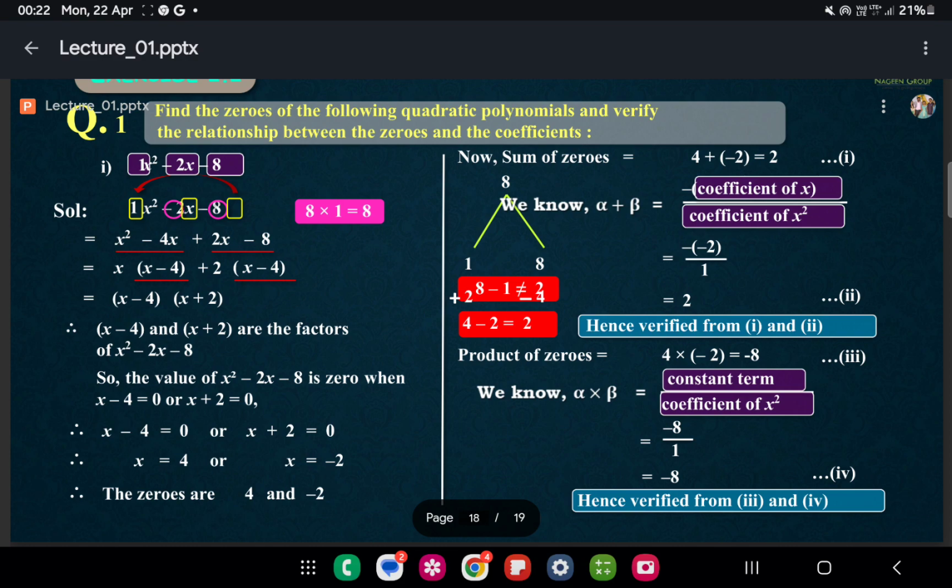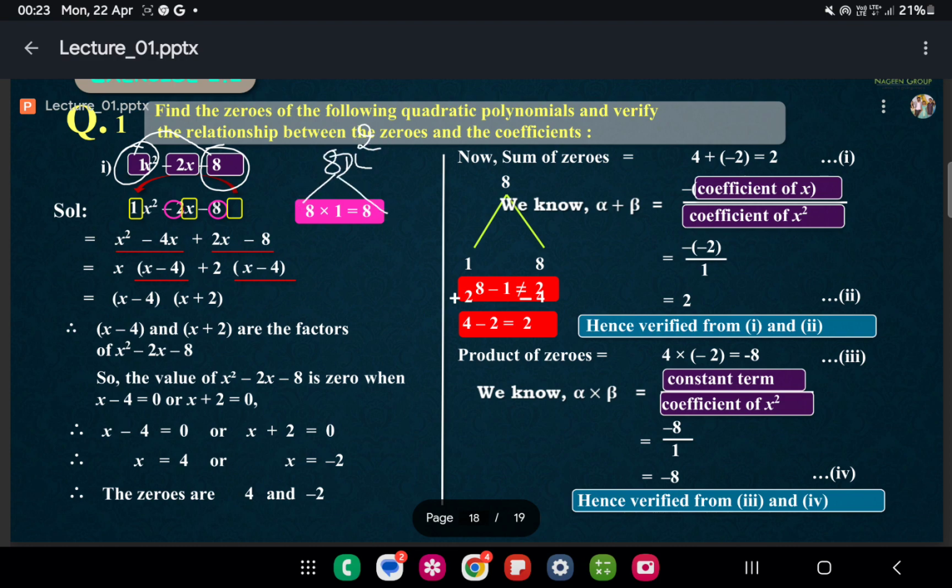Now we can go for one of the problems. Find the zeros of the following quadratic polynomial and verify the relationship between the zeros and the coefficients. Here one of the equations is given: 1x square minus 2x minus 8. How can we solve this? Here we have to take the coefficient of x square multiplied with the constant. The constant is minus 8 and the coefficient of x square is 1, 8 ones are 8, so you will get 8x square.